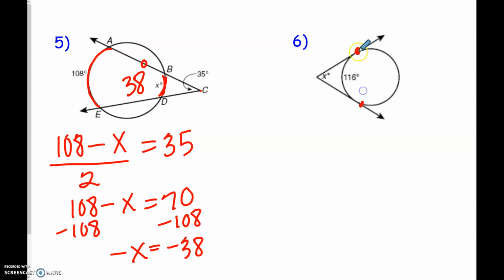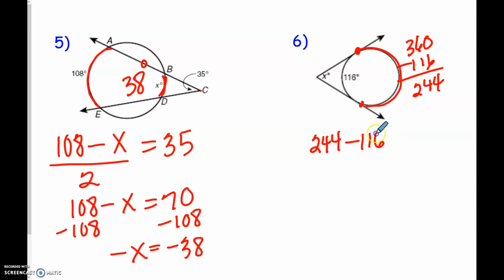Okay. All right, this one, number 6, looks very similar to the other one that we already did. When you find this arc measure right here, we're going to do 360 minus 116, and 360 minus 116 is 244. So we're going to take that big arc, 244, minus the arc 116, divide by 2, and that's going to give you your x degrees. I think my math here is 64 degrees for x.